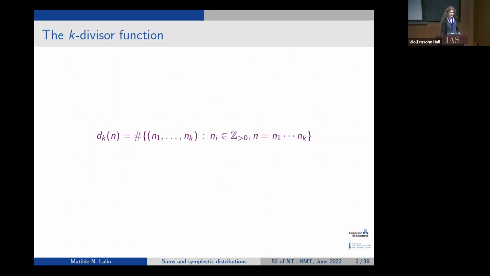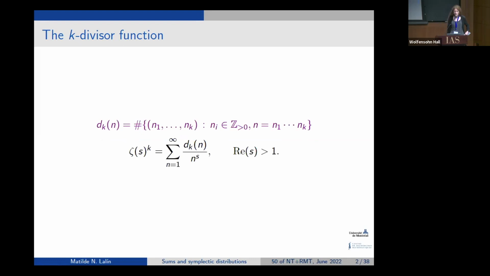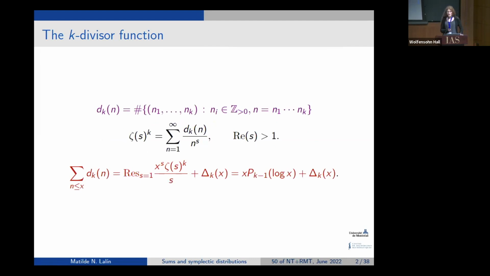So in this talk, I'm going to be concerned with the k-divisor function. As a reminder, over the integers, this is the number of ways of writing n as a product of k factors. As we all know, it shows up as the coefficients of the Dirichlet series that one gets when we consider the k-th power of the zeta function. And we're interested in problems that have to do with sums of the divisor function.